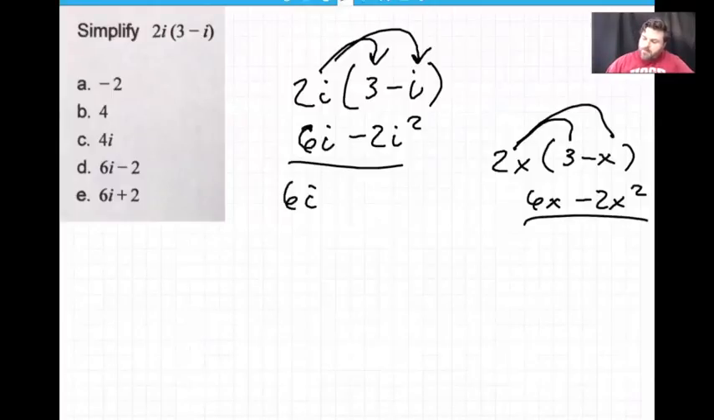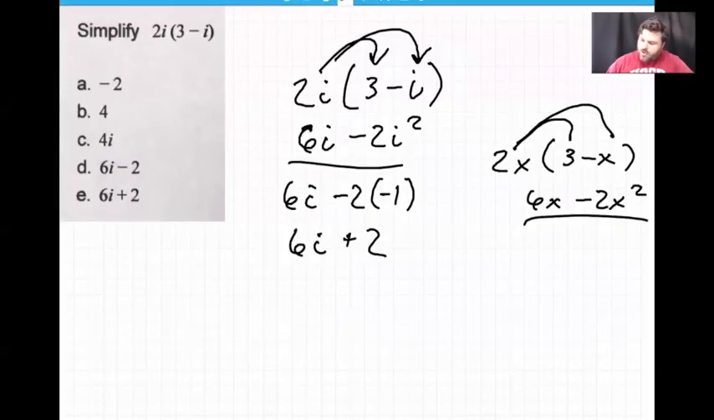So I get 6i minus 2i squared. Remember, I've got an i squared. That really means negative 1. Make that little substitution there. Then I simplify 6i. Negative 2 times negative 1 is positive 2. Then look for your answer choices. Your answer choice E is correct.